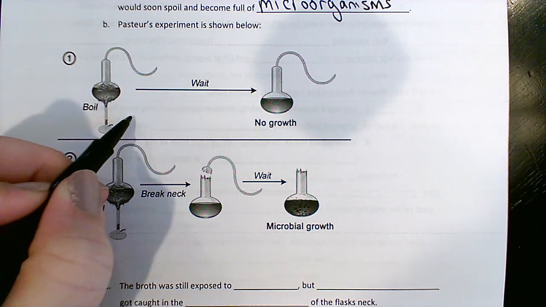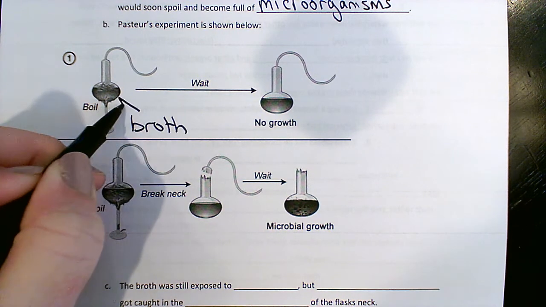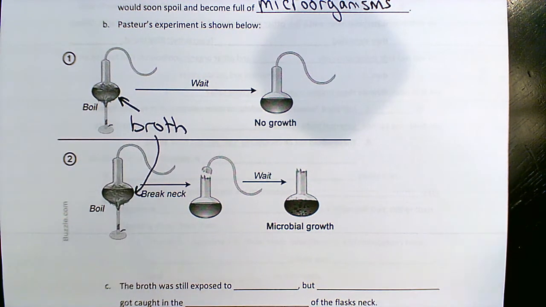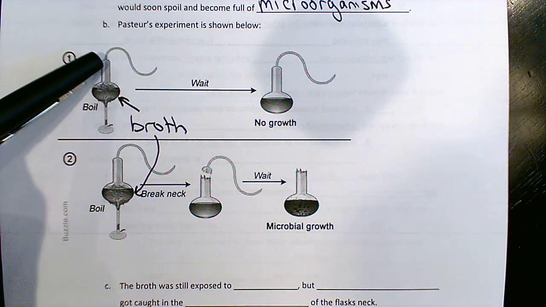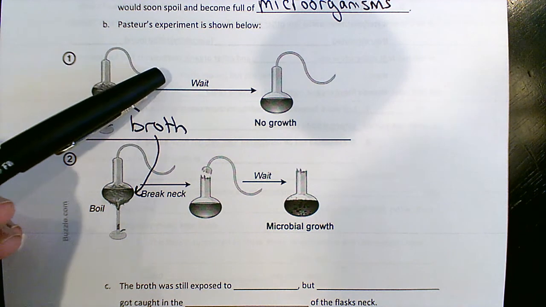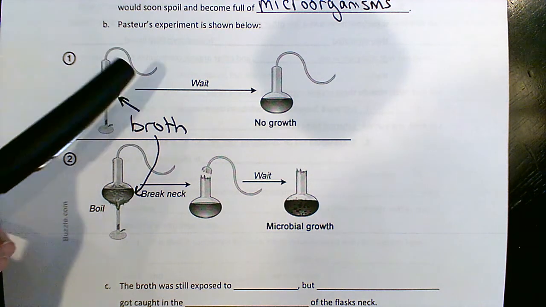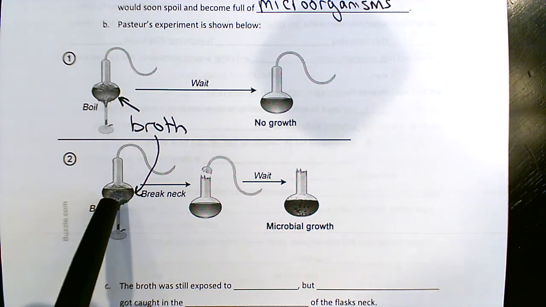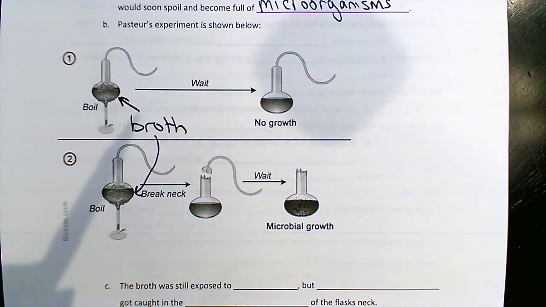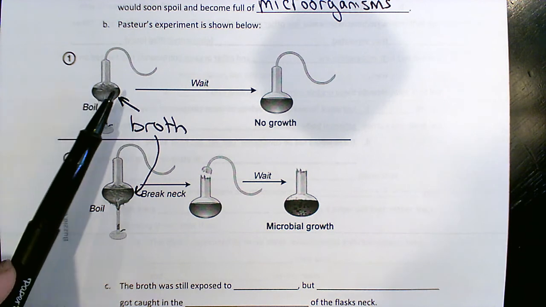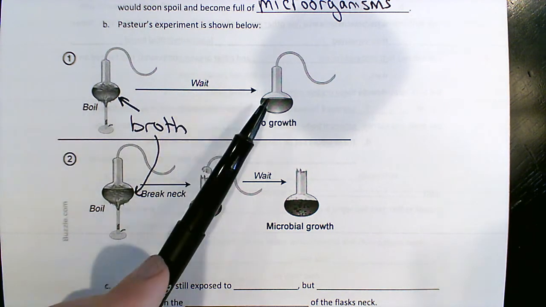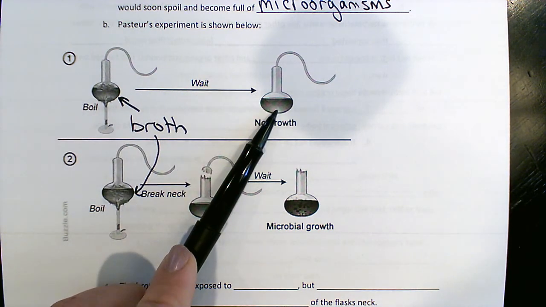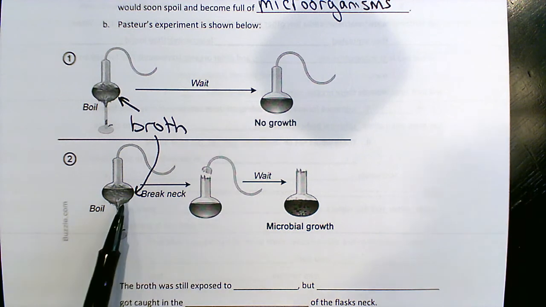Okay, so we have broth in these flasks. Okay, and this is a special flask. They call it a gooseneck flask because the neck of the flask has this long kind of gooseneck curve, and it's open, right? So this is an opening from this end all the way through to the inside. Same idea down here. Okay, and so it has this broth, and lots and lots of time goes by, and no microorganisms started to grow here. Okay, same idea down here.